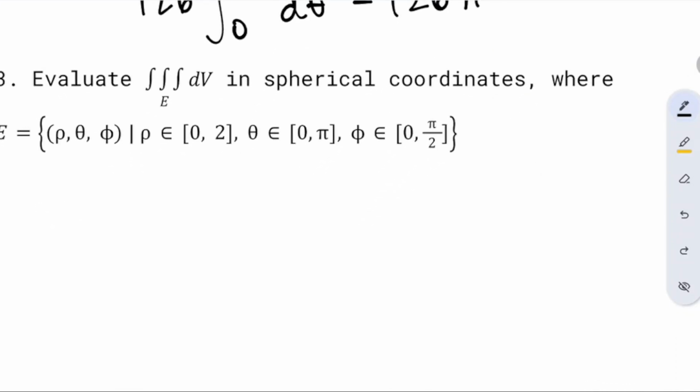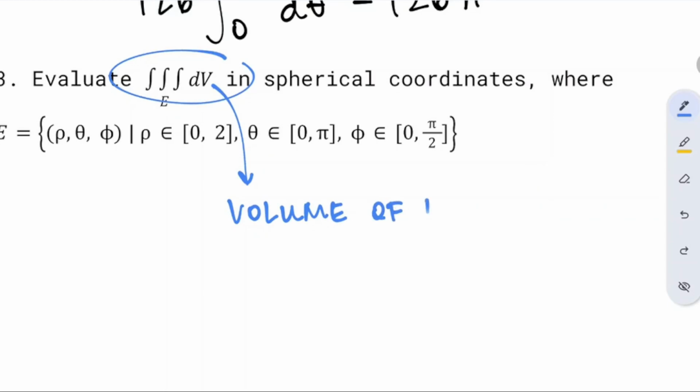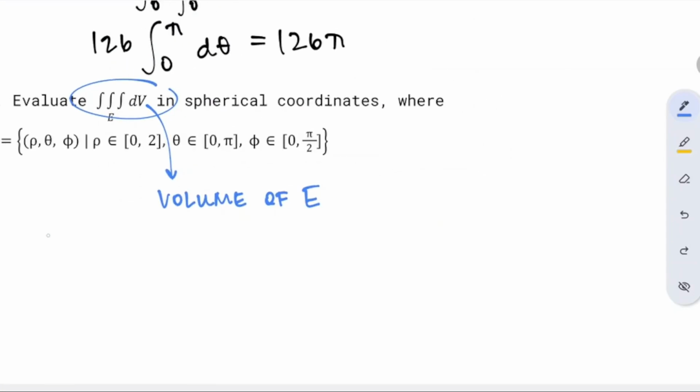All right, now here, yes, this is what I was talking about. We're going to use geometry for this one. The triple integral of dv is just going to be the volume of E. Right, so now E is given in spherical coordinates, so it's part of a sphere. Rho going from 0 to 2, so the sphere that we're talking about has radius 2. Theta goes from 0 to pi, and remember, the sphere is kind of like some up here and then some down there as well.